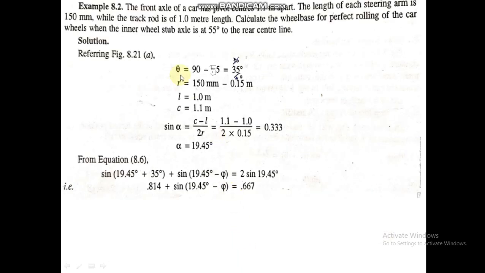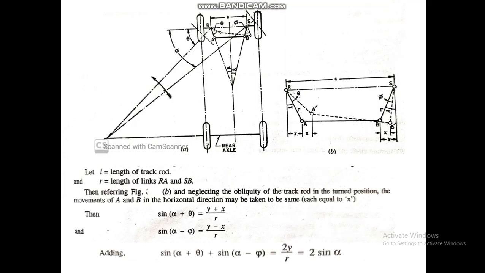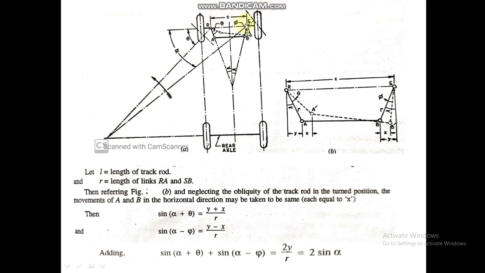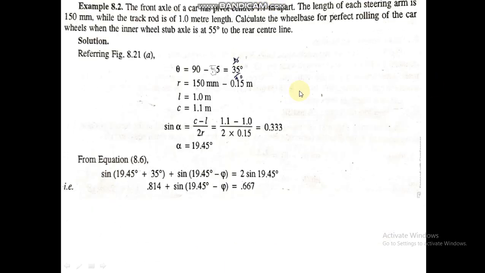So this is your second numerical based on steady state cornering. Let's see. The front axle of the car has pivot centers 1.1 meter apart. So the front axle of the car has pivot centers, that is C, 1.1 meter apart. This length C is given to you as 1.1 meter.